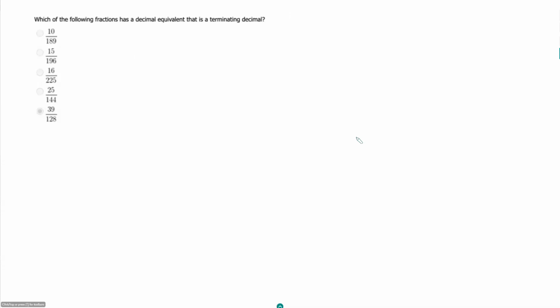So the rule is a terminating decimal will have a denominator that is made up of only 2s, 5s, or some combination of 2s and 5s. The second you add something other than a 2 or a 5, the decimal is no longer terminating. So first of all, what is a terminating decimal? Terminating means it ends. So 0.2 is a terminating decimal. 0.3 repeating is a non-terminating decimal.